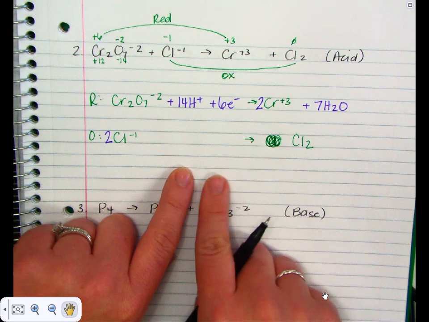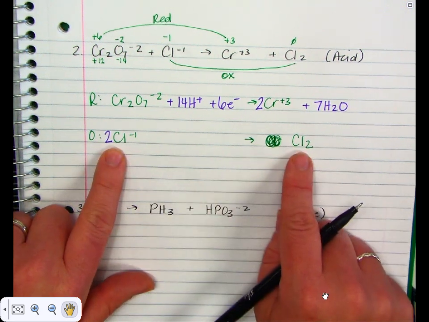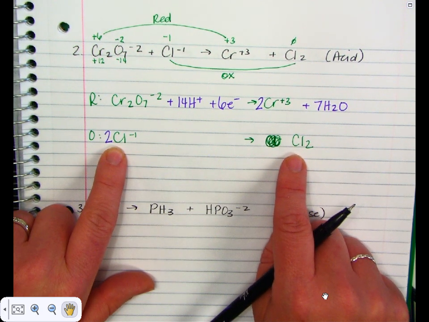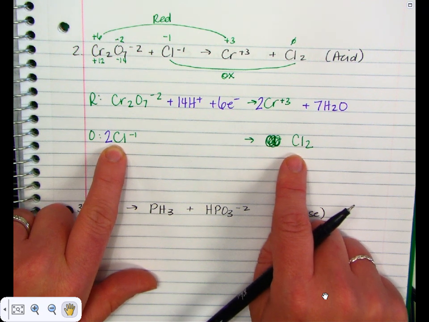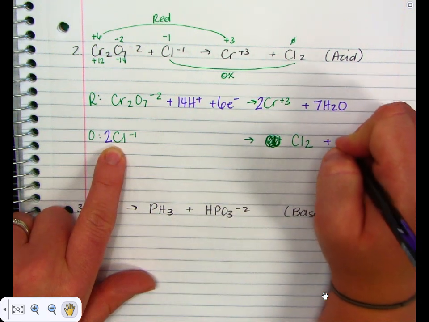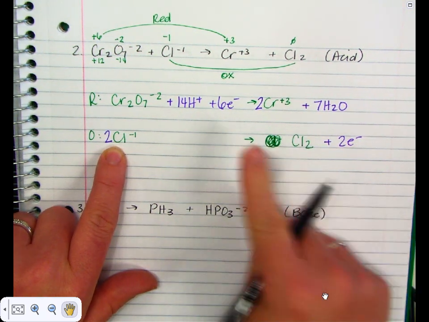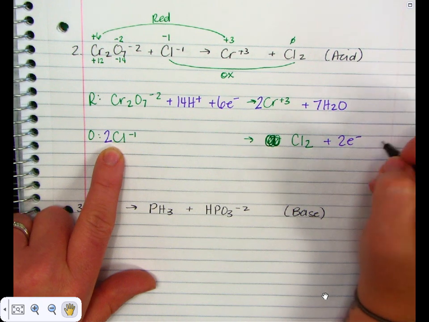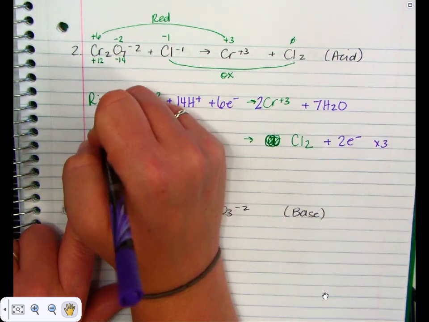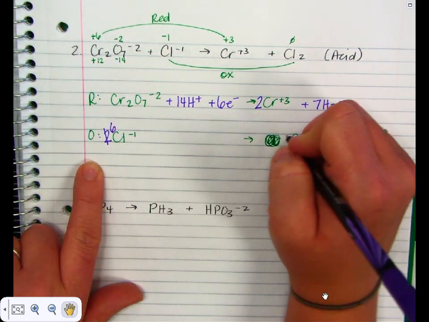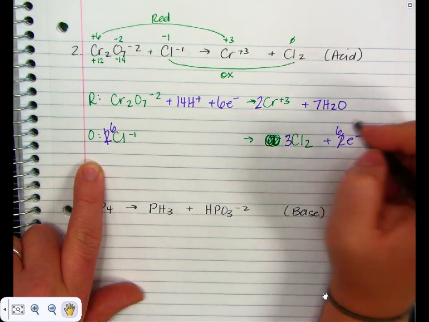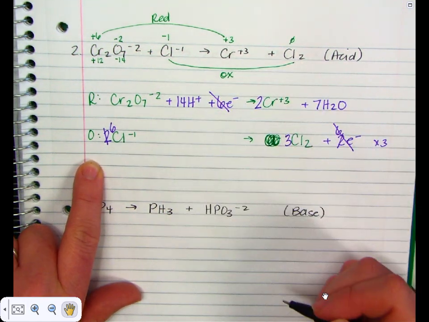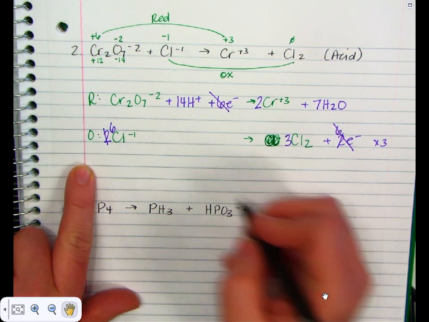All right, so now let's look at the other one. Cl, I'm good. I just need to add some electrons here. So I've got 2 Cls going to this, so 2 electrons. Now I've got 6 here and 2 there, so I'm going to have to multiply this by 3. So this is going to become 6, this is going to become 3, this is going to become 6. My 6 and 6 are going to cancel out. And then I'm just going to write it all together.